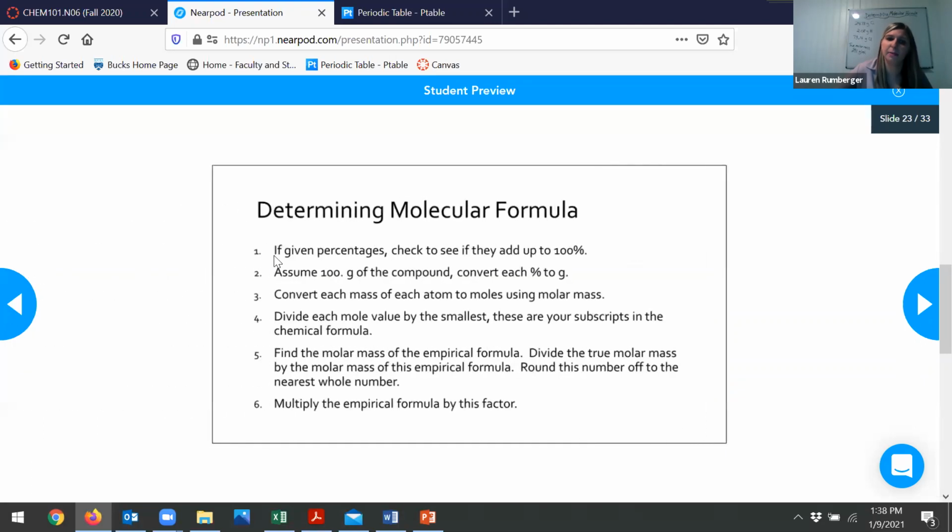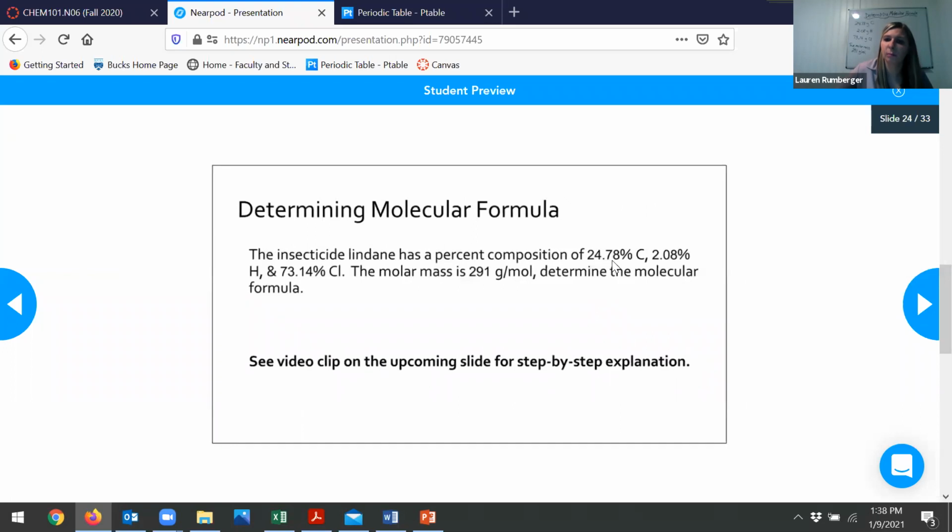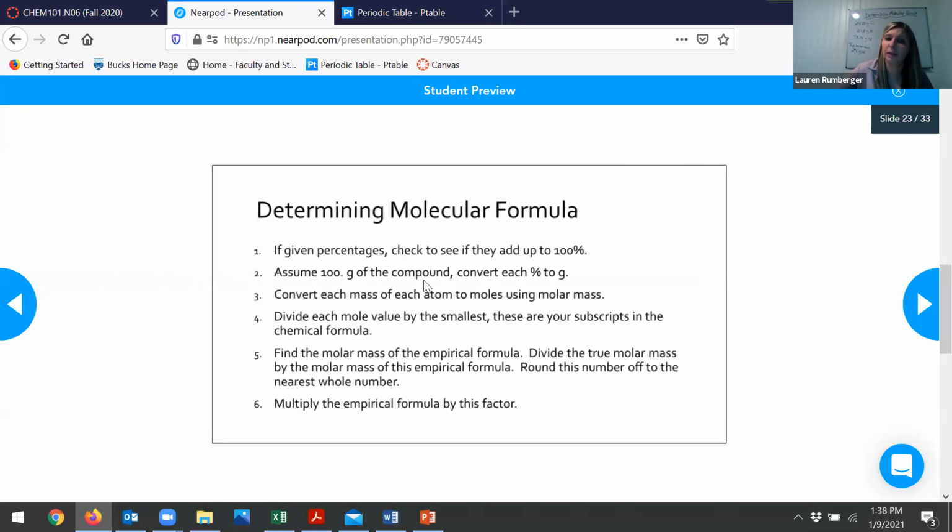So following our steps, we begin with recognizing that we are starting with percentages. So if we're starting with percentages, we must check to be sure that those percentages add up to 100%. So if you add together 24.78, 2.08, and 73.14, you will notice that they total to 100%. Therefore, we can assume 100 grams of the compound and convert each of the percentages into grams. Now we're going to transfer over to the board here and we'll go through the remaining steps.